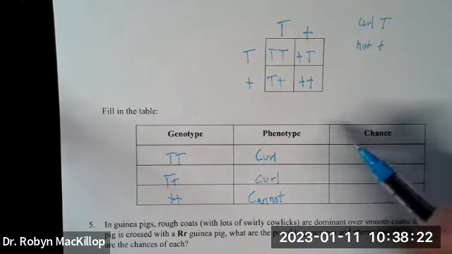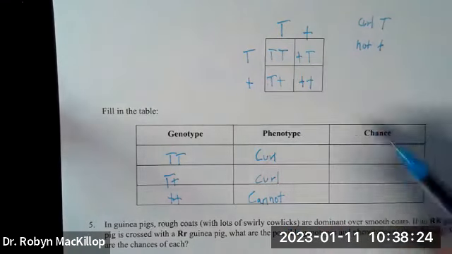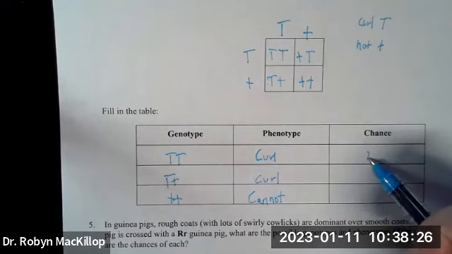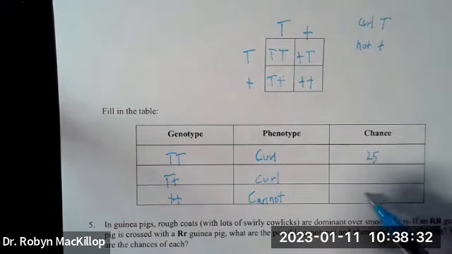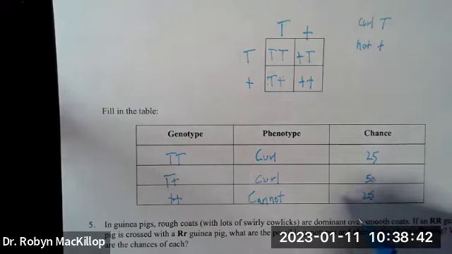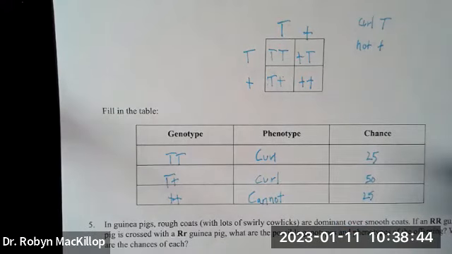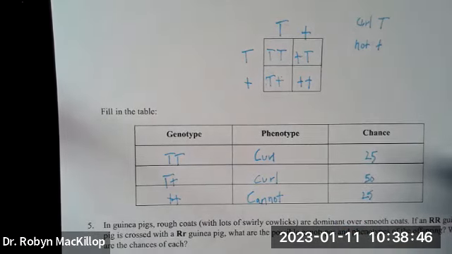So the chance of a double dominant is 25%. Man, my voice is gone. The chance of heterozygous is 50%. And the chance of double recessive is also 25%. Just like that. What do you think?